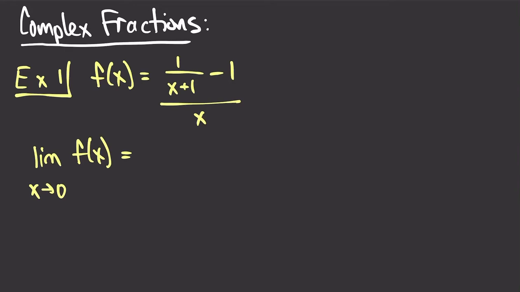I want to find the limit as x approaches 0 of 1 over x plus 1 minus 1, all over x. So again, obviously direct substitution will not work because if I try and plug in a 0 here, I get a 0 in that denominator. So how can I clean up this expression so that it gives me something I can use direct substitution with?